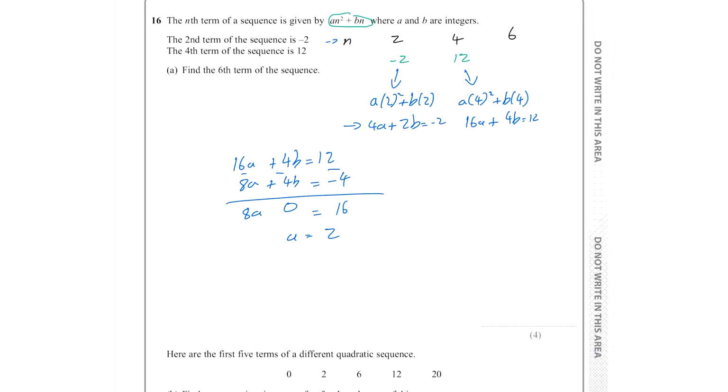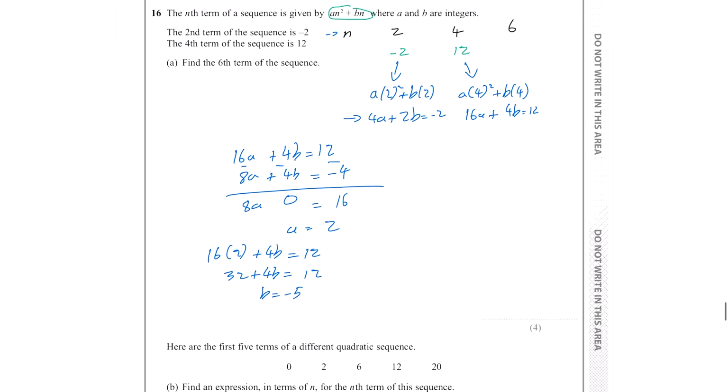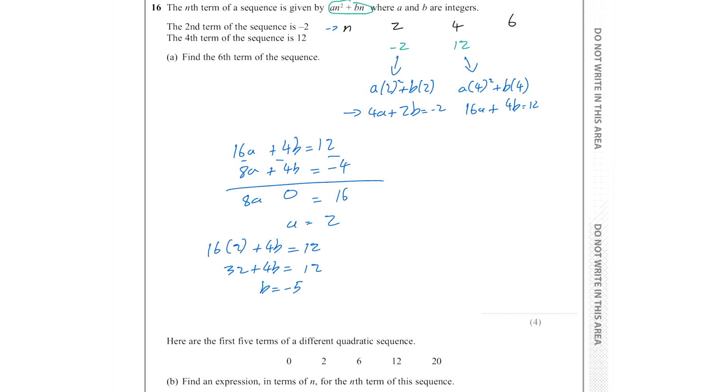And now I know what a is, I can find b by substituting it into one of the equations. So if I did something like 16 bracket 2 plus 4b is equal to 12, that becomes 32 plus 4b is equal to 12, and b is equal to -5. So now I have that as well. So if I now write my original equation, an squared plus bn, that now becomes 2n squared minus 5n.